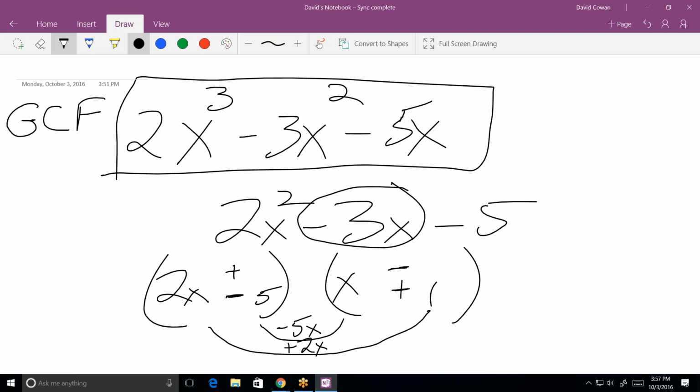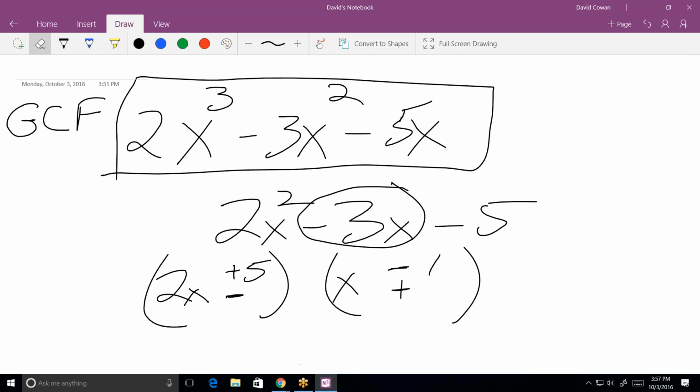Now, had I started like this, I don't know where to start. When I say trial and error, I mean you just kind of have to try it and see if it works. If I would have started like that, I would have got plus 5x minus 2x. Well, that would have given me plus 3x. Right number, wrong sign. I'm trying to produce a minus 3x. So I immediately know that if I move my 5 down to the negative and the 1 down to the positive, I'm going to get the same number, different sign. So, in other words, I'll have the solution.